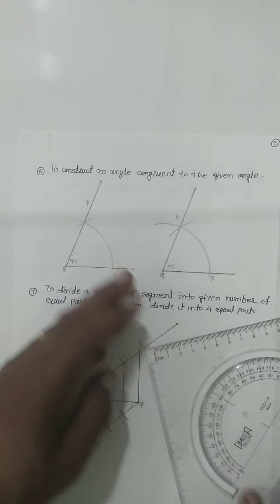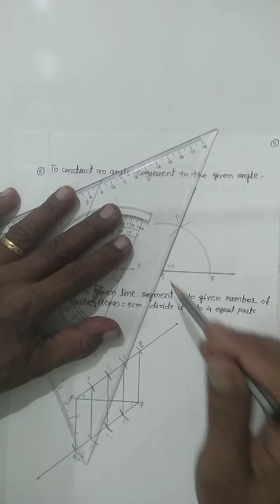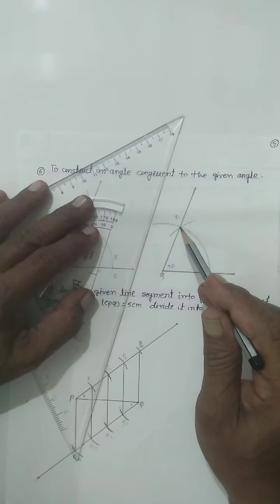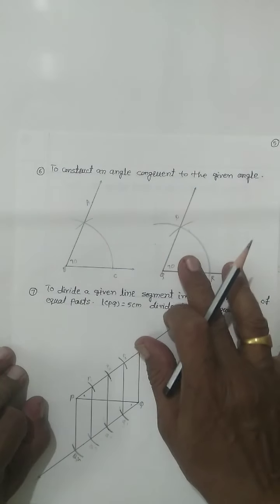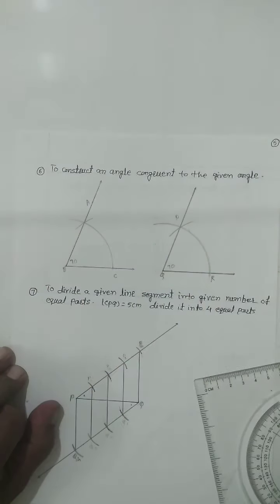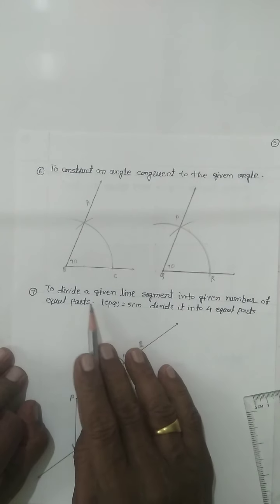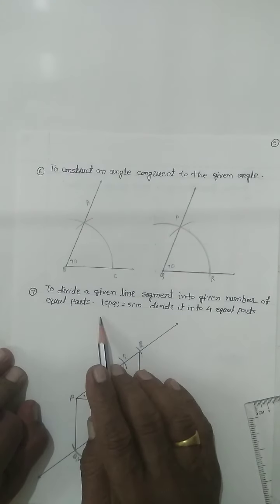Now draw the ray which starts from the point Q and passes through the intersecting point P. In this way we draw the same angle as the given angle without using a protractor. Now the seventh construction is to divide the given line segment into a given number of equal parts.